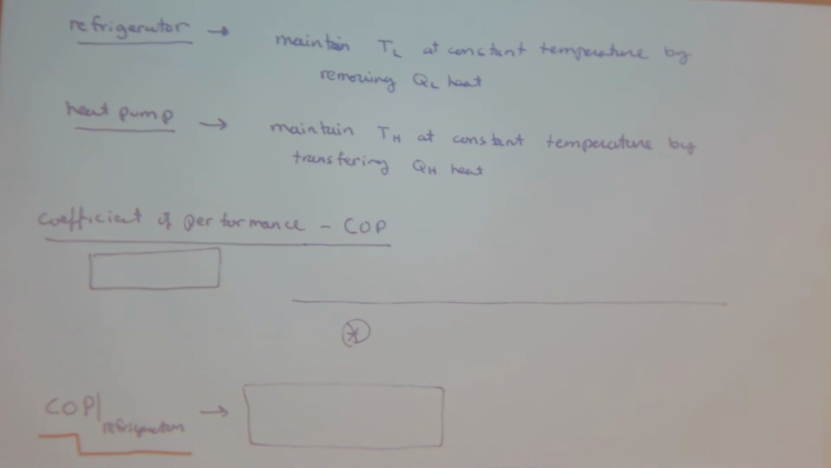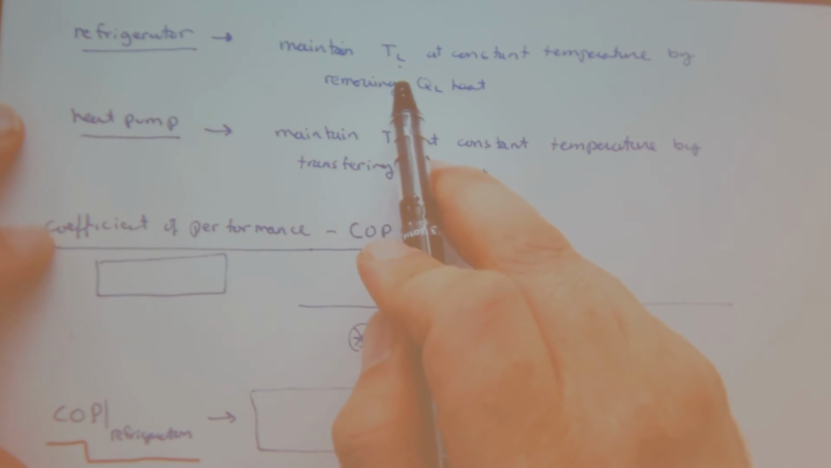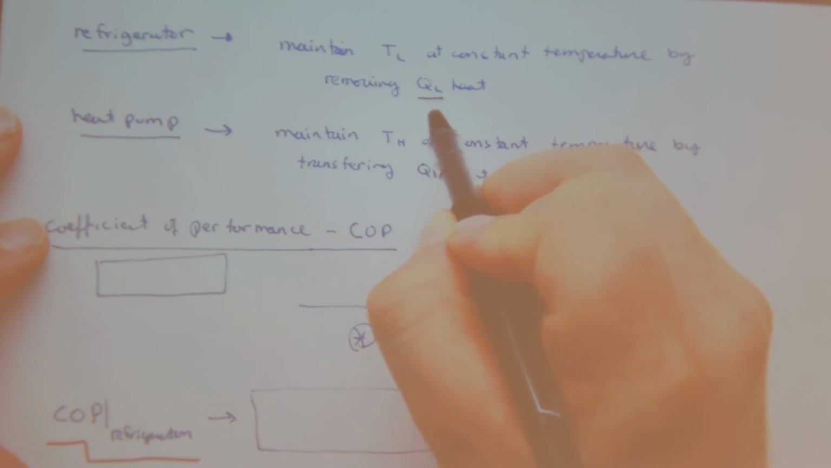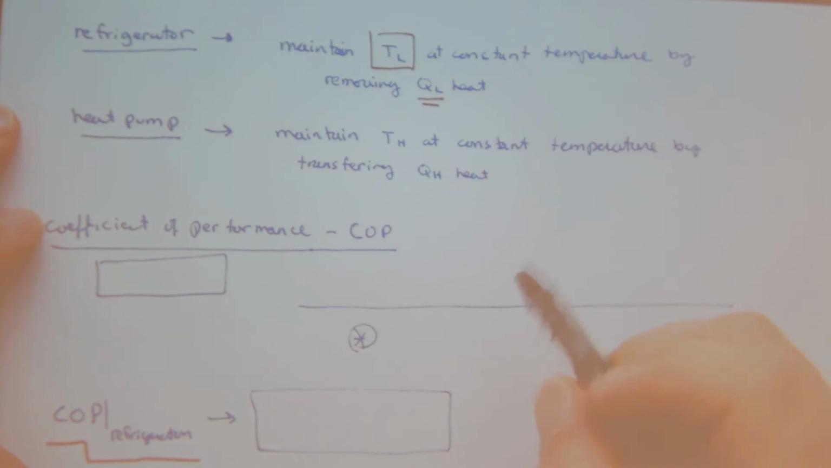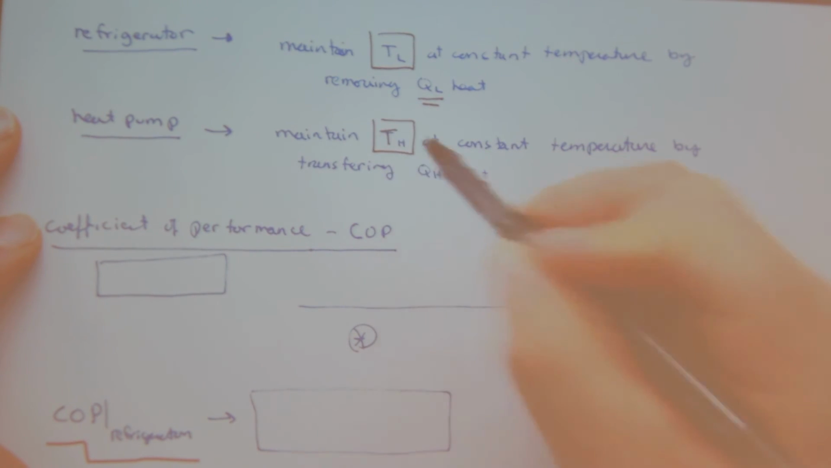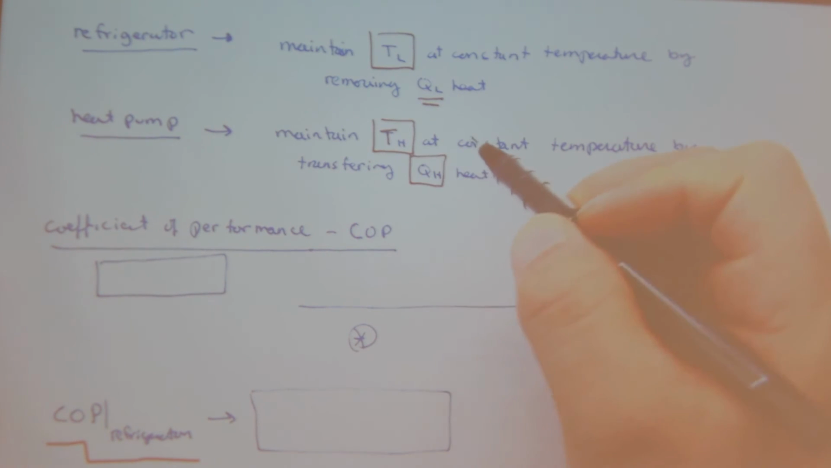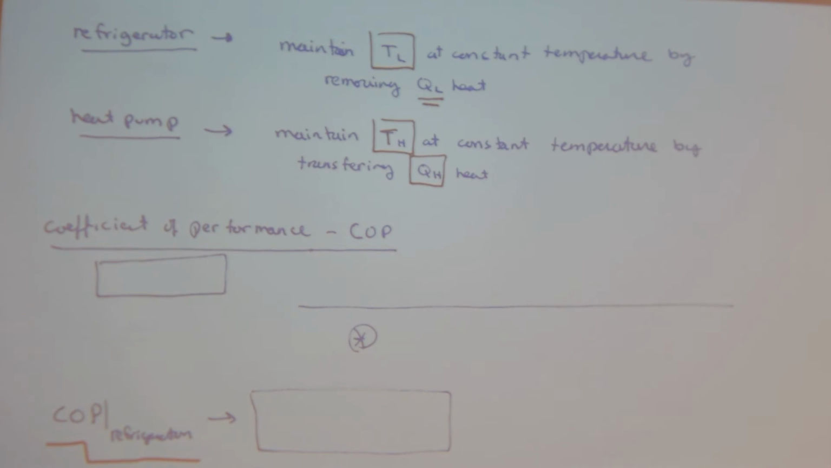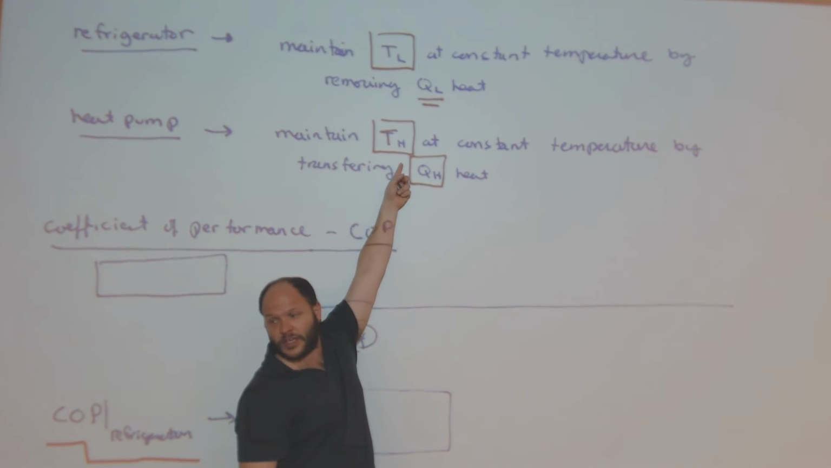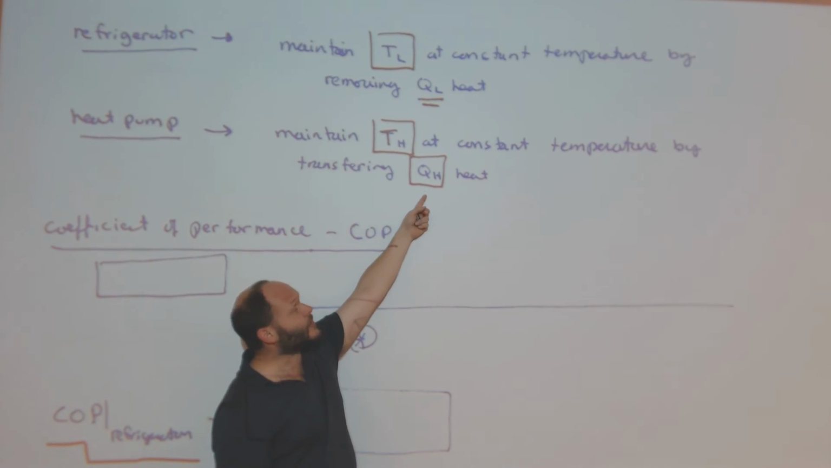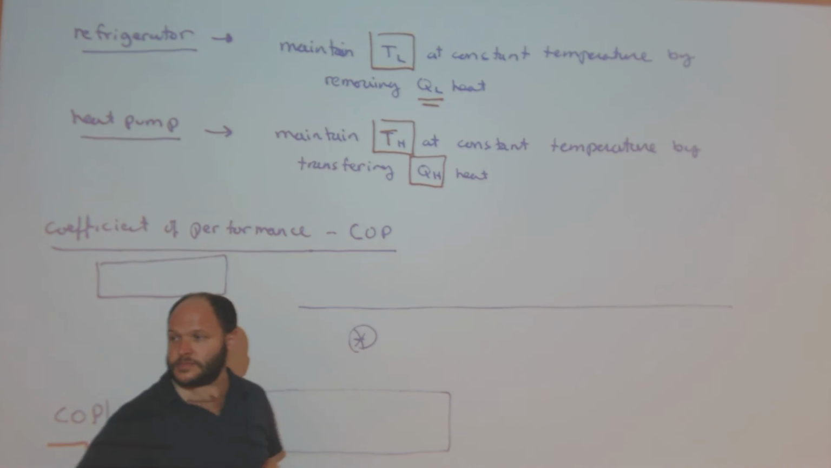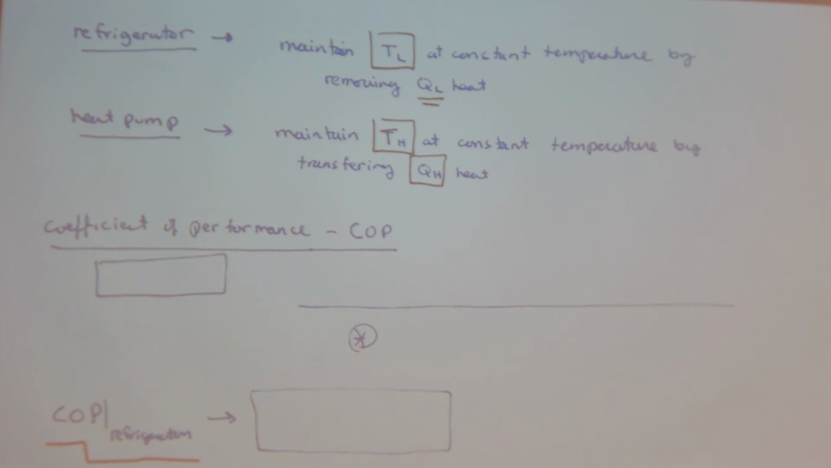So just some quick differences between a refrigerator and a heat pump. A refrigerator maintains TL at a constant temperature by removing QL, and a heat pump maintains TH at a constant temperature by transferring QH heat. So the refrigerator takes heat, right, and tries to keep my steak at TL by removing QL heat. My heat pump tries to heat my house, keep my house or whatever it might be at a higher temperature by adding so much heat. So one's keeping something at a low temperature, one's trying to keep something at a high temperature.